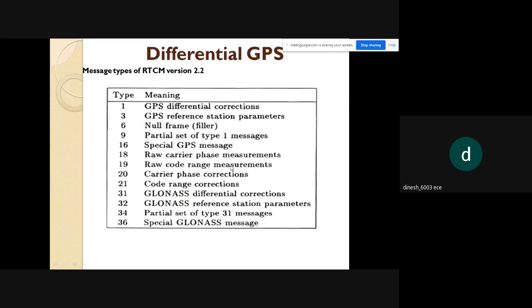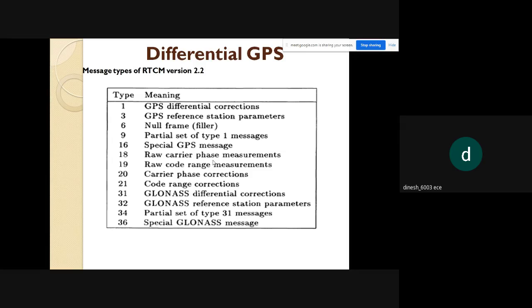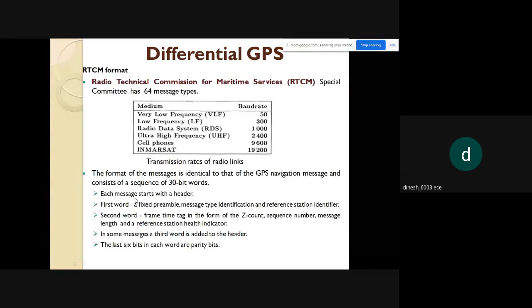And as we see, the format for the messages is identical to that of your GPS navigation system, having a sequence of 30 bit words. I'll show you those 30 bit words here. Each message starts with a header, as you are all very familiar with from communication networks. First word: a fixed preamble, then a message type identification and a reference station identifier. Second word: frame time tag in the form of a Z count, sequence number, message length, and a reference station health indicator.